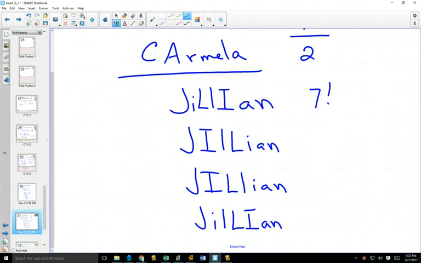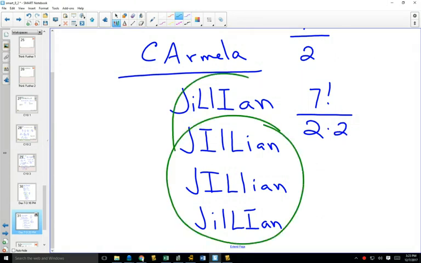So because she has the L's that repeat, we're going to have to divide by 2. And because she has the I's that repeat, we're going to have to divide by 2 again, because there are 4 of them that are identical. And 2 times 2 happens to be 4. We'll divide by 2 once for the L's and divide by 2 again for the I's.